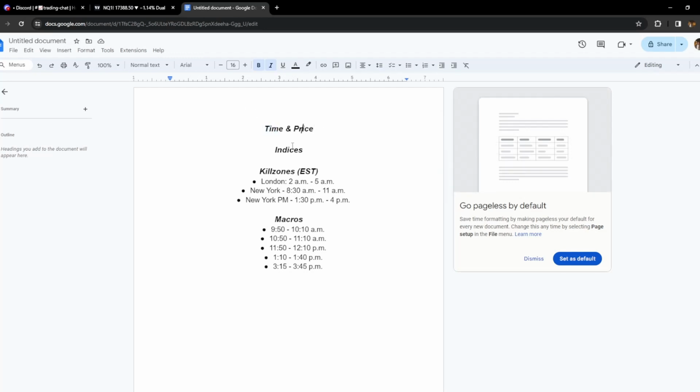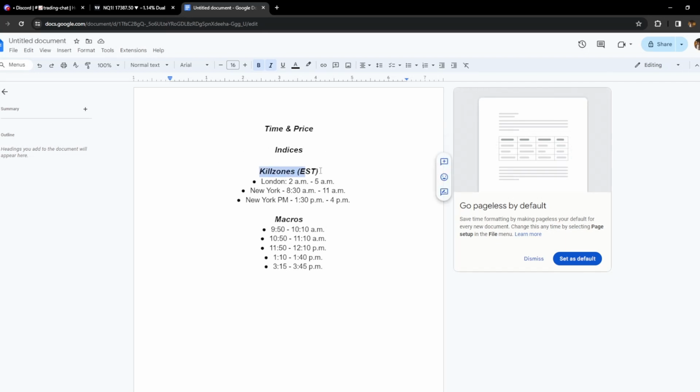Are we going to go higher? Are we going to go lower? And figure it out from there. So this is indices, Killzones and Macros. I'm not sure if this is the Killzones for Forex and Macros for Forex. If you're trading Forex, just go look it up. I only trade the indices.